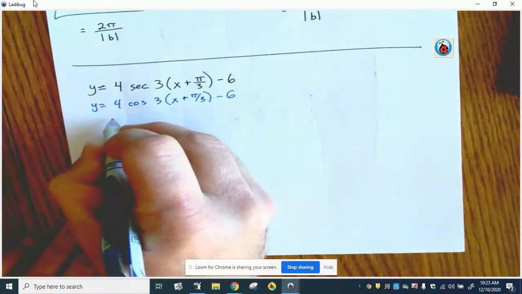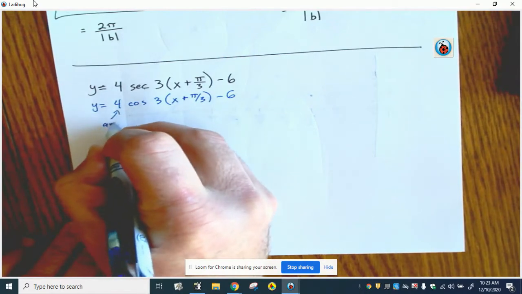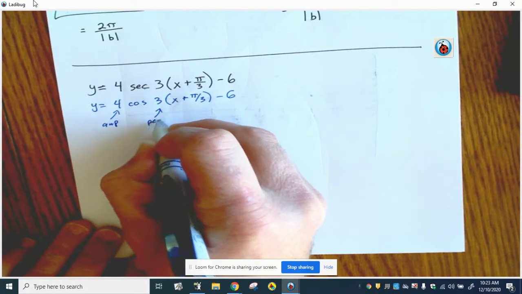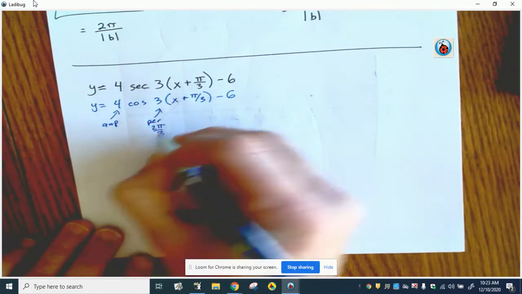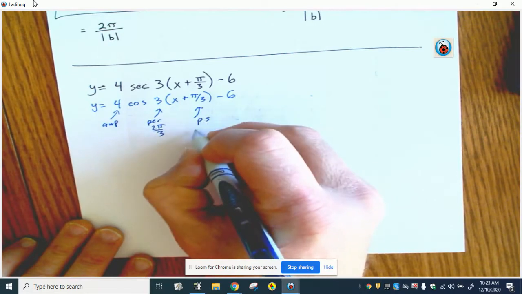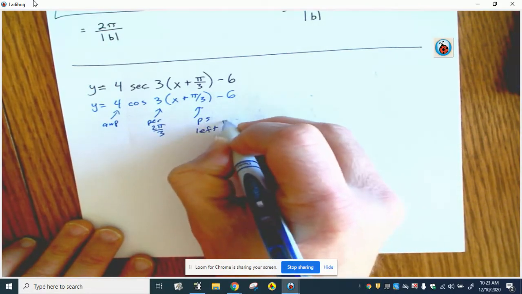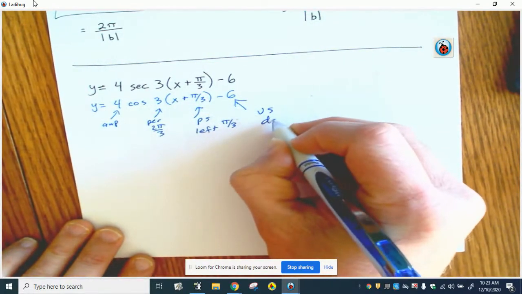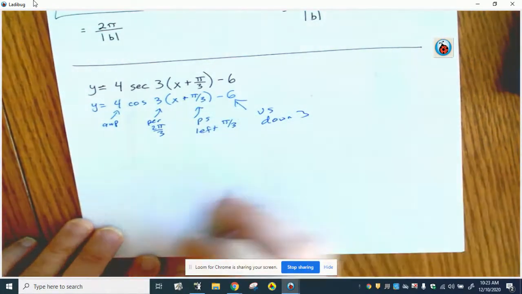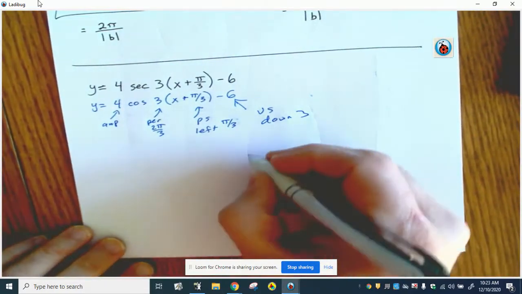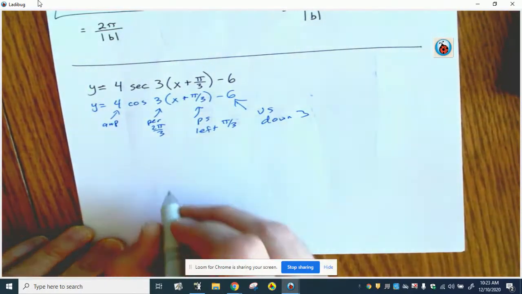All right, so amplitude's 4. Period would be 2 pi over 3. Phase shift would be left 1 pi over 3. Vertical shift down 3. So I got to move left and I got to move down. So I got to give myself some space to move down.